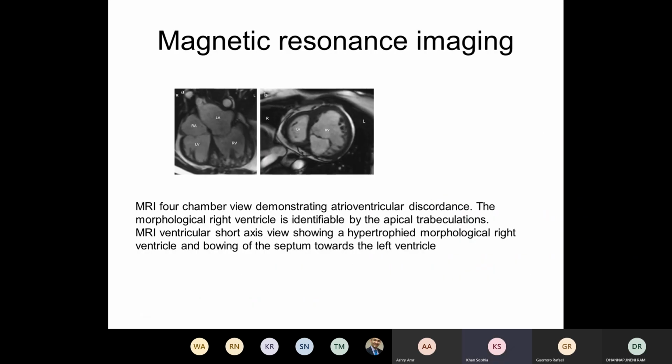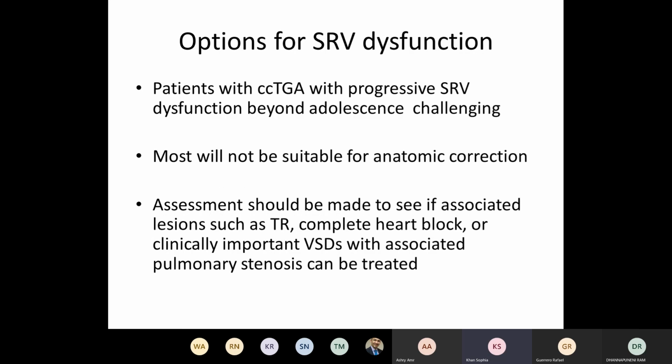But MRI is really helpful in these patients. Firstly, you can really see that the right ventricle on the left is a right ventricle by the trabeculations. You can see it starts to become dilated and hypertrophied, and then you see the changes to the septum. So MRI gives extra information there.